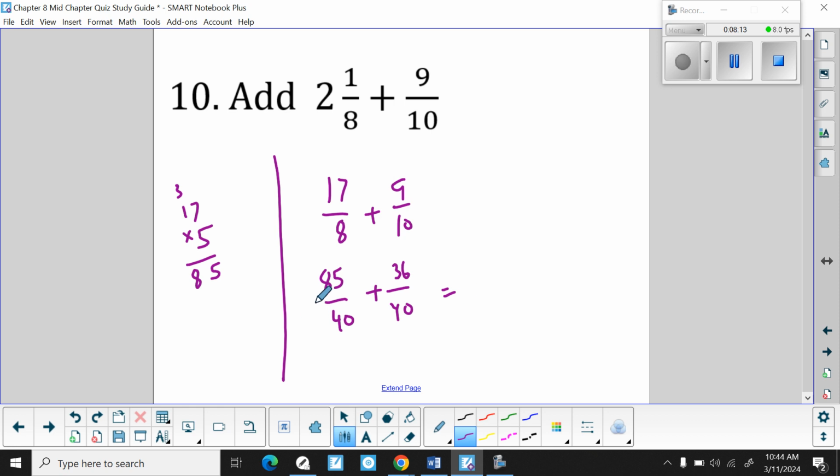All right. Now I need to add my numerators, keep the denominator the same. So 85 plus 36. 5 plus 6 is 11, carry the 1. 1 plus 8 is 9, plus 3 is 12. It's 121 over 40. Well, 40 goes into 120 3 times. 3 times 40 is 120, with a remainder of 1 over 40.